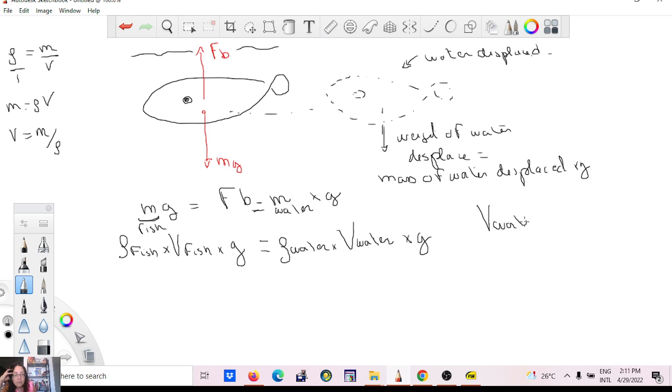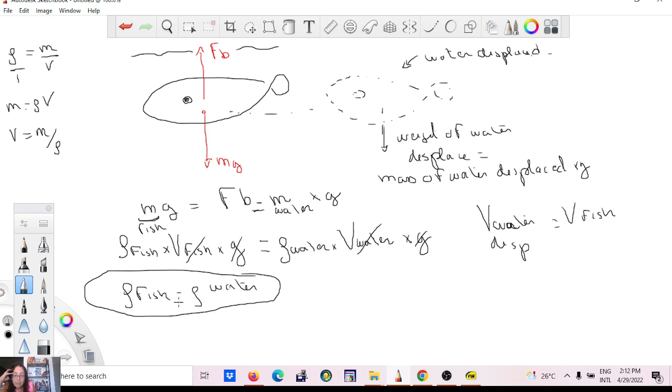Okay, so the water displaced is exactly the volume of the fish. So I can cross that out, and you see that the density of the fish equals the density of water. So in that case, it's in equilibrium. But you can do the same thing.